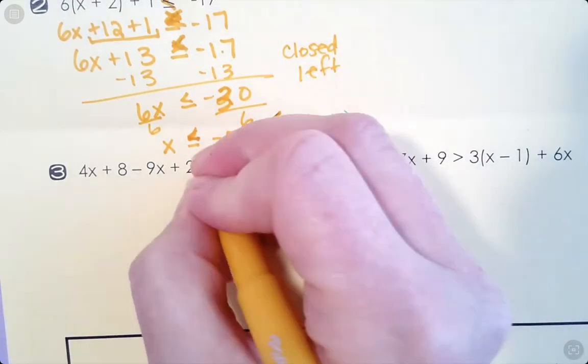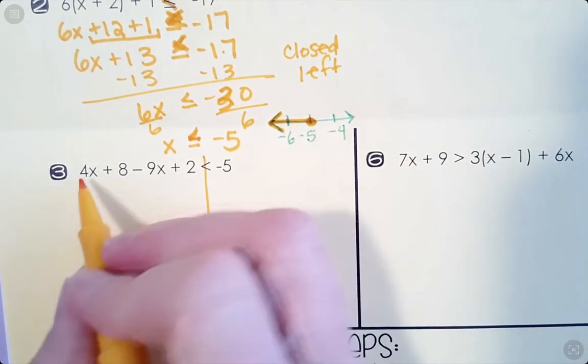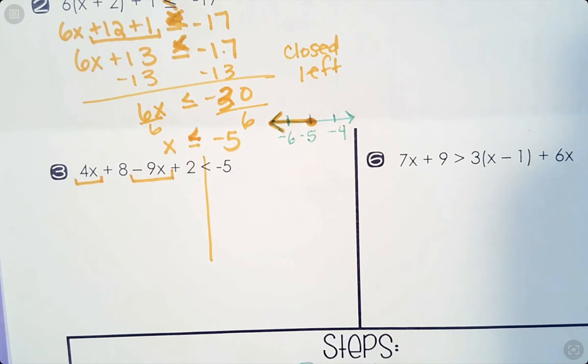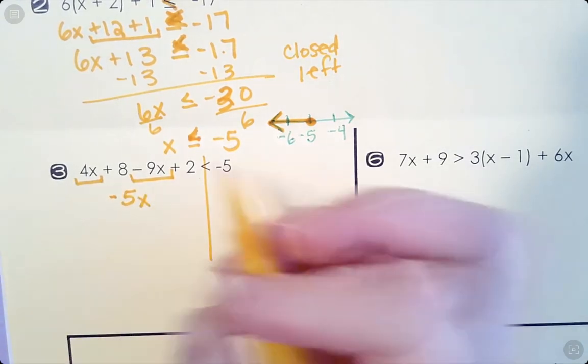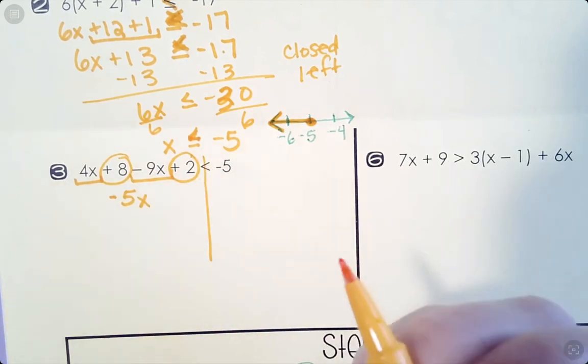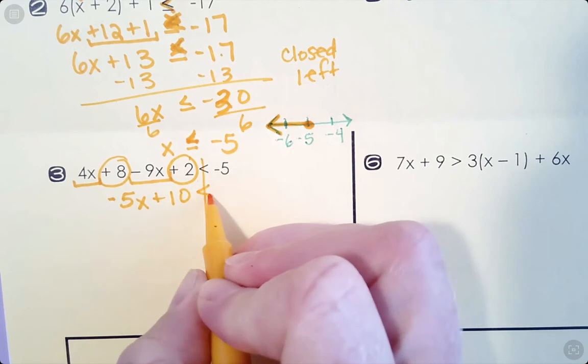Next problem, we have our inequality sign here. Our left side looks like we need to do some work here. So 4x minus 9x, we do 4x minus 9x to get negative 5x. And we have plus 8 plus 2. They're both positive. So that's plus 10, less than negative 5.